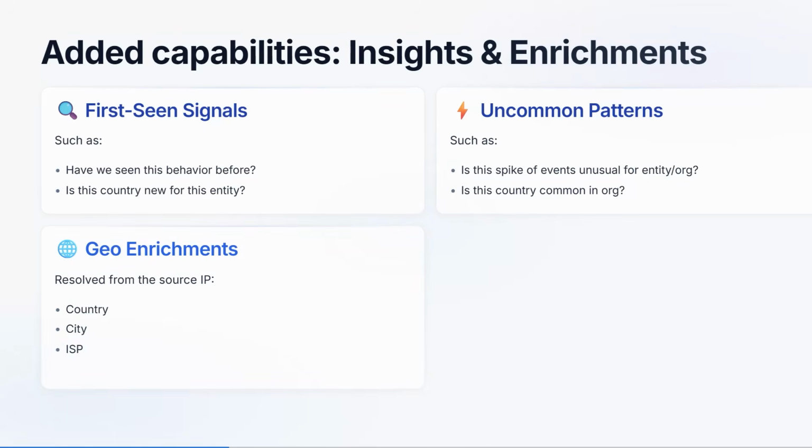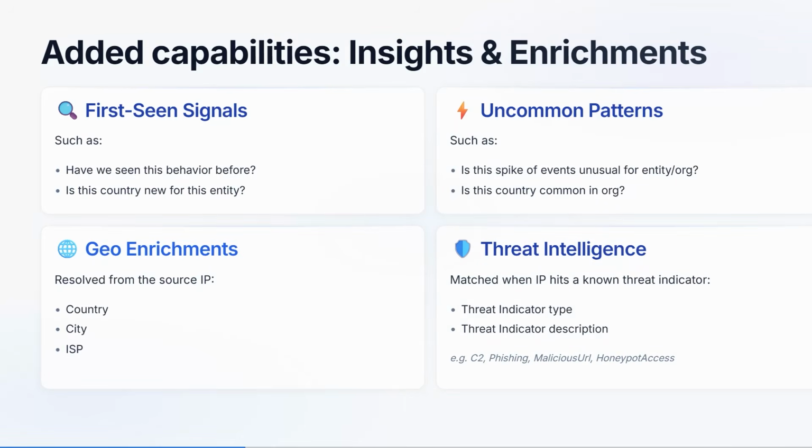We also have the geo-enrichments family. So let's say that a behavior contains data about a source IP. In this case, you will automatically get geo-enrichments such as country, city, and internet service provider. These will be available as part of the additional info column in behavior info. And they're also used to calculate insights.